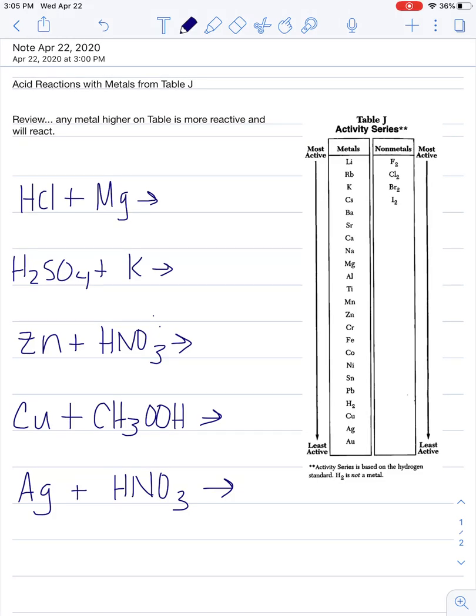Okay guys, so there are two screencasts that I'm going to give you on reactions with acids and bases. The first one I'm going to talk about goes right along with the review book, so I'm trying to go along with the review book. And it is an acid reacting with a metal.